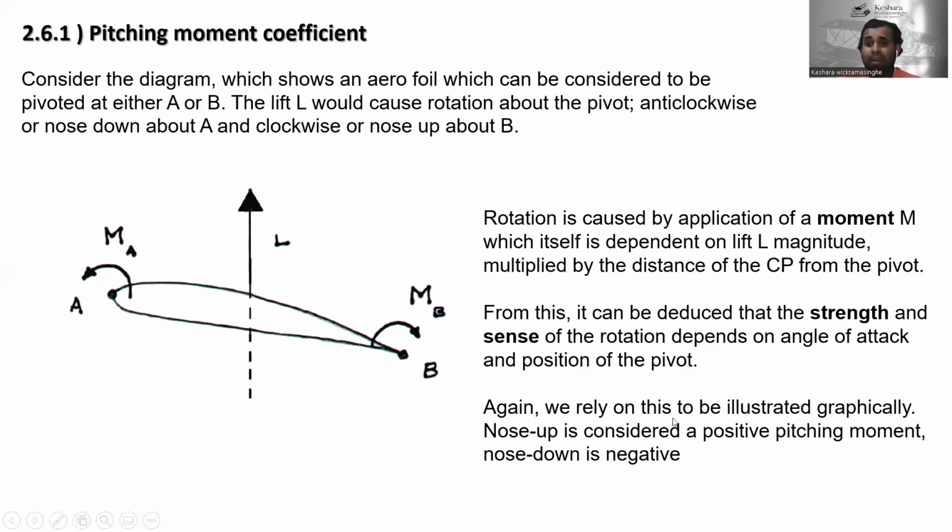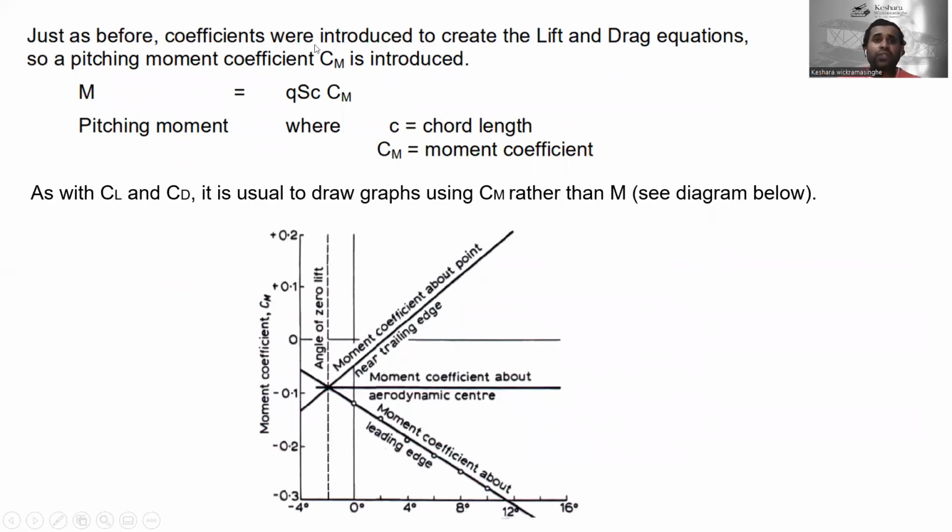So again, we rely on this to be illustrated graphically. Nose up is considered a positive pitching moment, nose down is negative. Just as before, coefficients were introduced to create lift and drag equations. So a pitching moment coefficient, Cm, is introduced: M equals Q times S times C times Cm, where C is the chord length, and Cm means the moment coefficient.